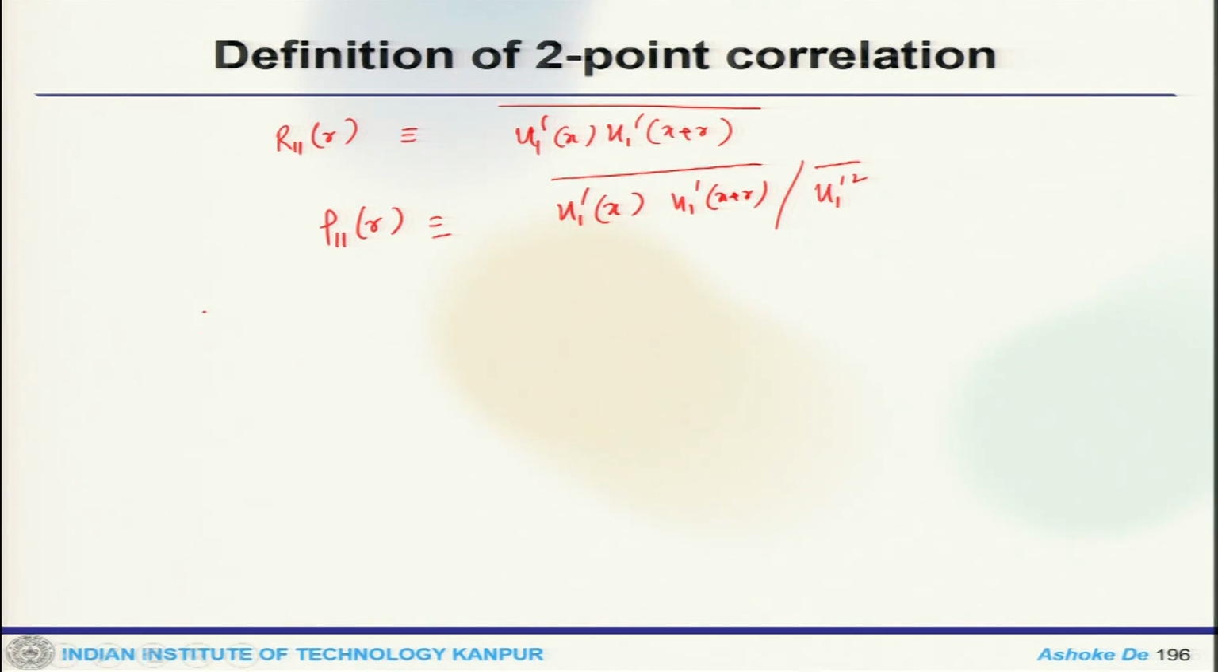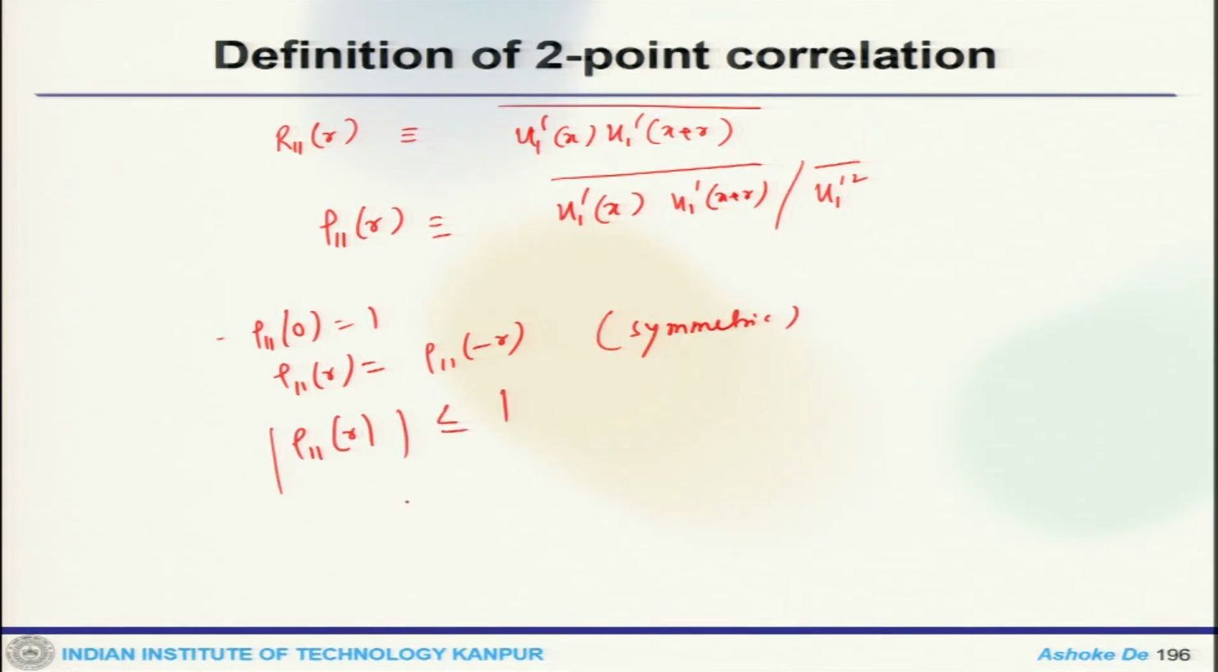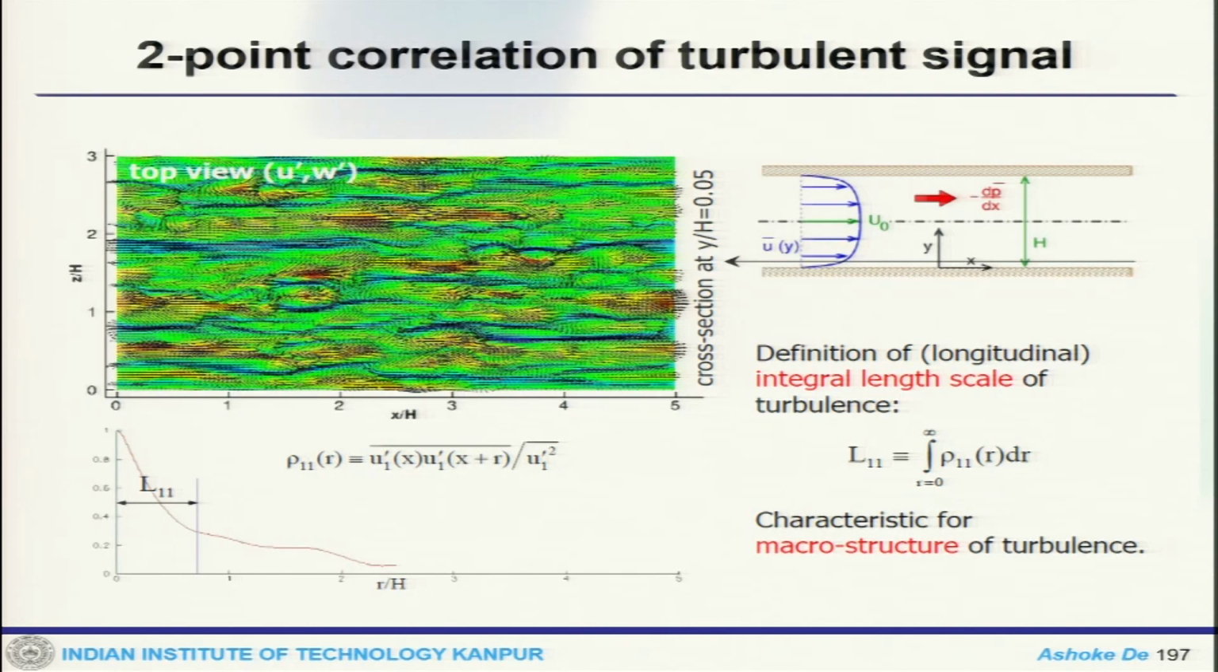The properties are that rho 11 at 0 is 1, rho 11 of r equals rho 11 of minus r, so it is symmetric, the magnitude of rho 11 is less than 1, and it tends to 0 as r tends to infinity. So that is the two-point autocovariance for statistically homogeneous turbulence.